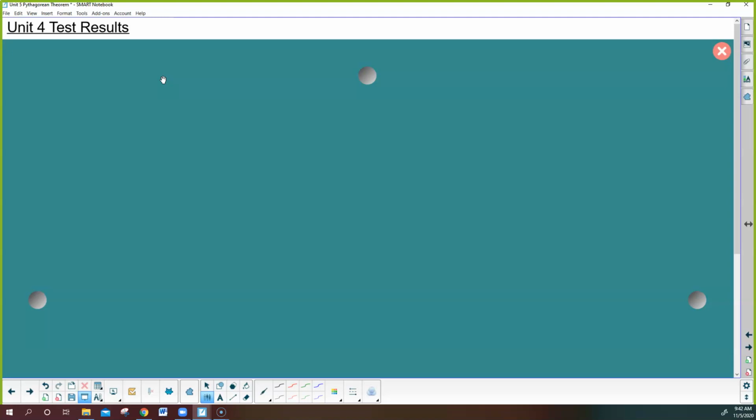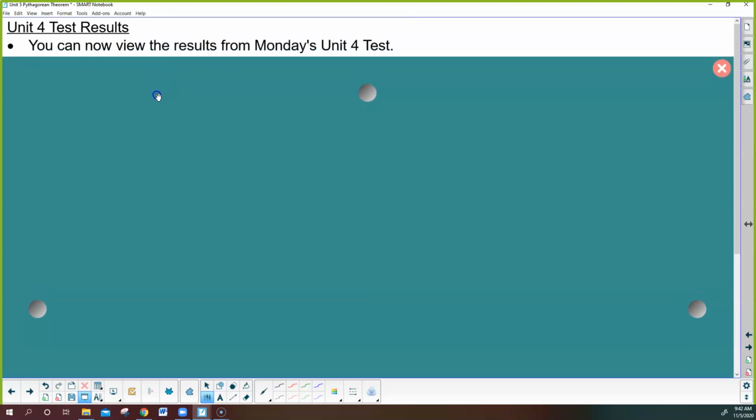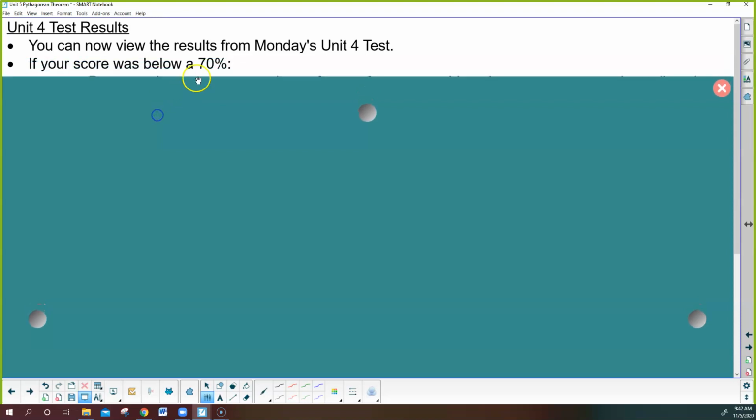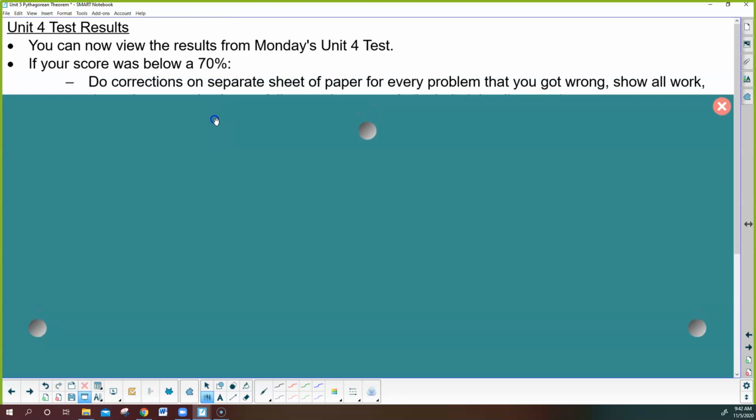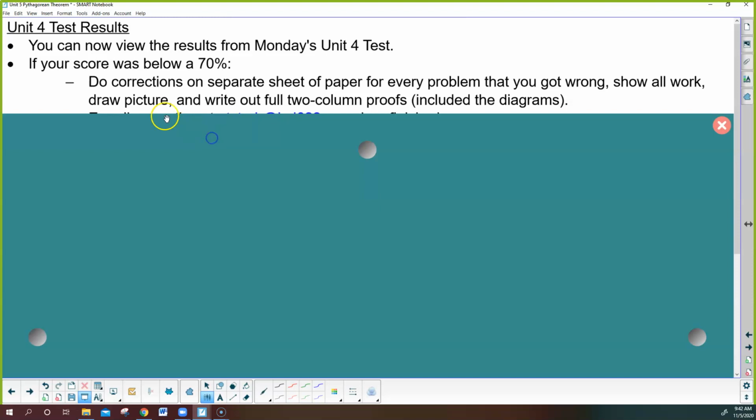But anyways, you can now review your results, which means if your score was below 70%, you can do corrections on a separate sheet of paper for every problem that you got wrong. You have to show all your work. If there's a picture, you need to draw the picture. If you got something wrong in the proof, you need to write out the full 2-column proof with all the statements, all the reasons, and include the picture and put markings in the picture if there's vertical angles or alternate interior. And if you do that, I will give you 70% of your original score. So you could boost your grade up to a 70%.